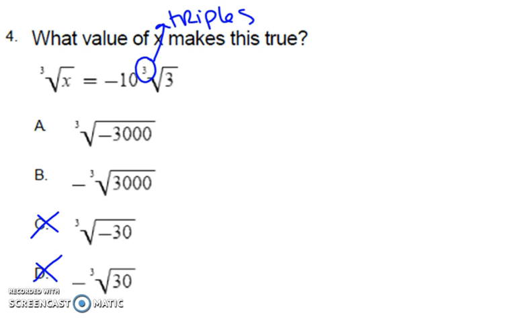Now, looking at A and B, one has a negative on the outside, one has a negative on the inside. When we want it to be X, we always pull the negative out in front, but the negative starts in the problem.